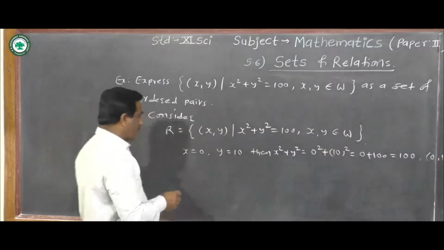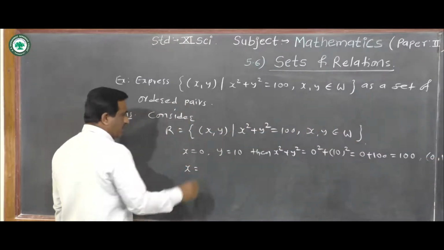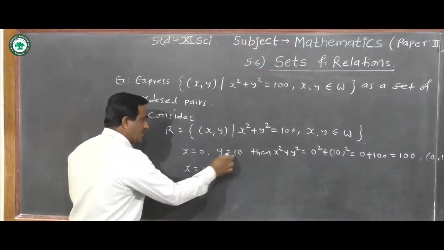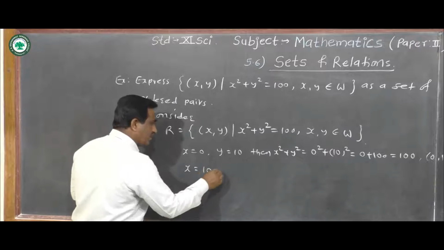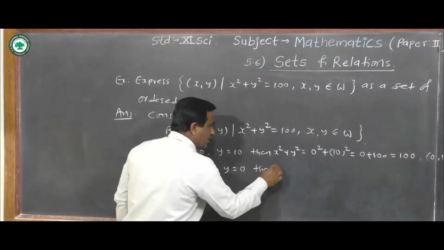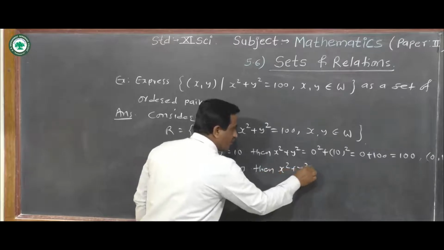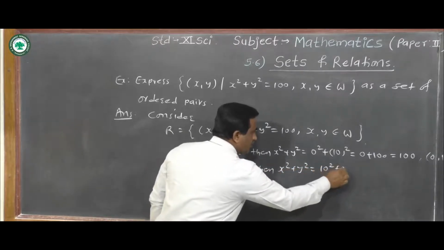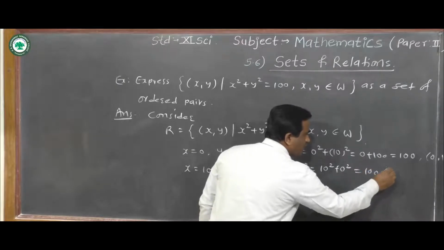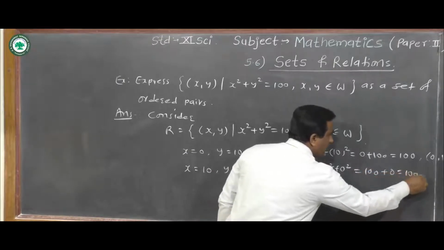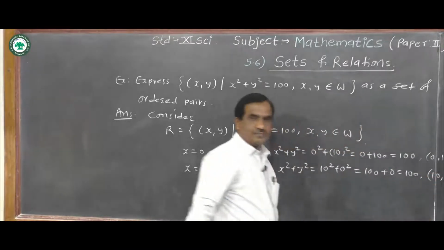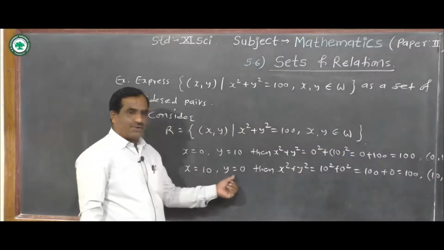Now consider values of x. Value of x is 10. Interchange these two values, x is 10 and y is equal to 0. Then also we can write here x square plus y square is equal to 10 square plus 0 square equal to 100 plus 0 equal to 100. We get second ordered pair is (10, 0). Value of x is 10 and value of y is 0.